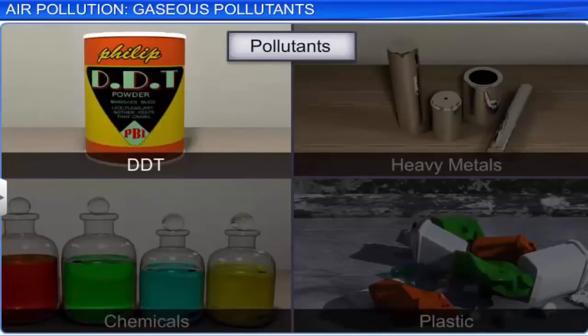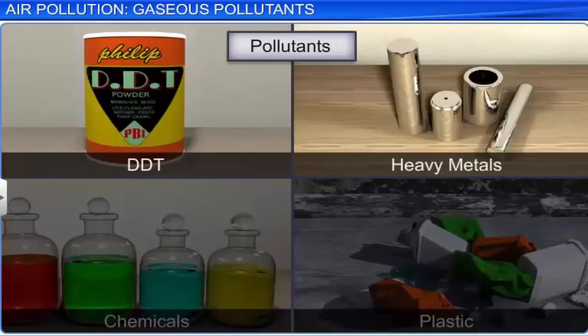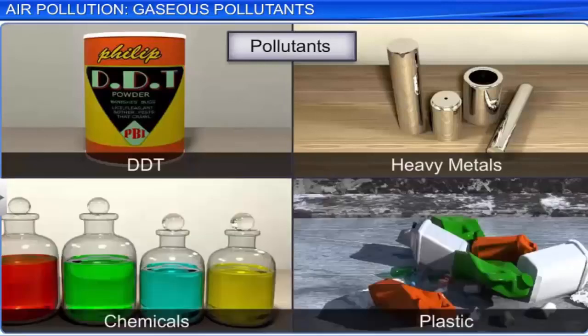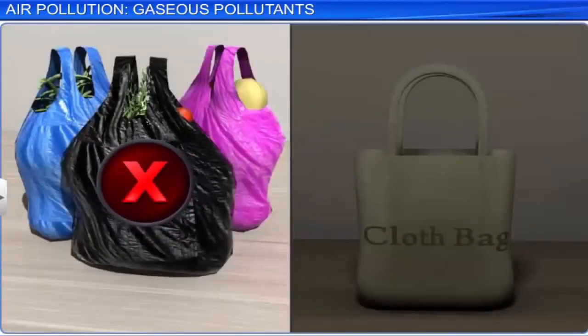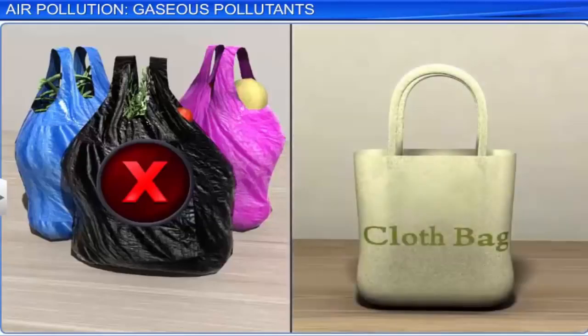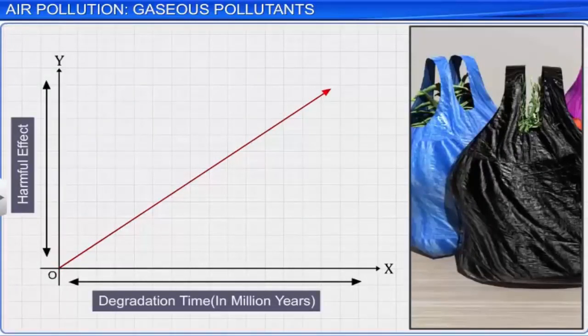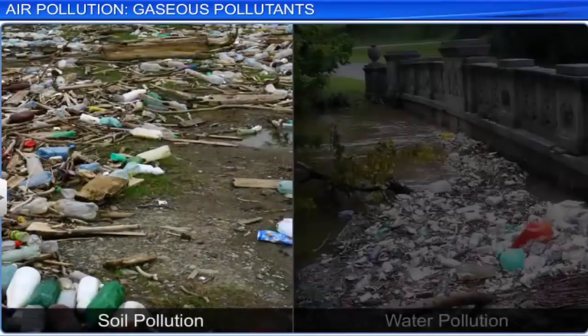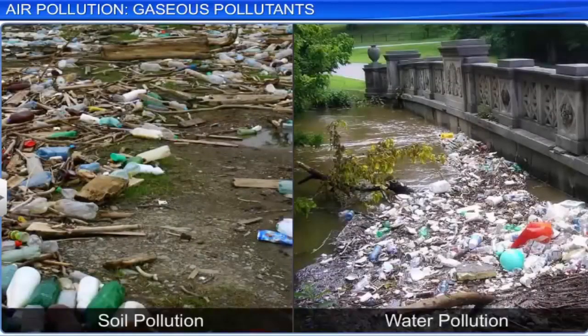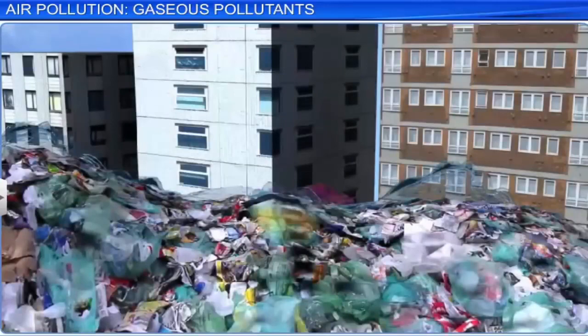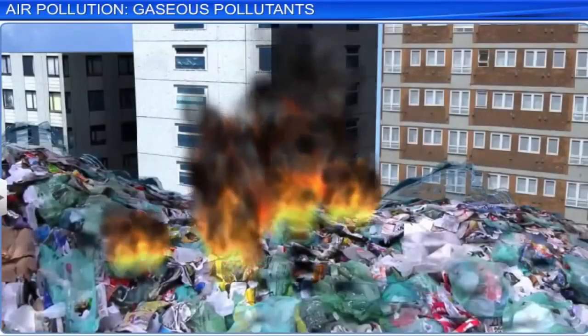Dichlorodiphenyl trichloroethane, commonly called DDT, heavy metals, many chemicals and plastic are among such pollutants. Now you can understand why we are asked to cut down the usage of plastic bags. Plastic bags take millions of years to degrade and hence do not mix with the soil or water. This results in soil and water pollution. And when burned, such materials emit poisonous gases that cause air pollution.